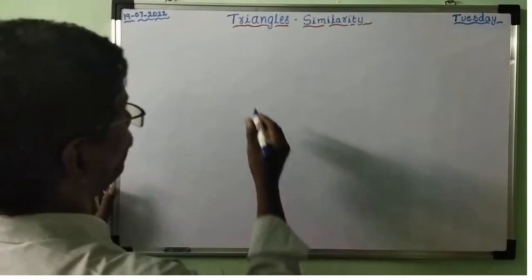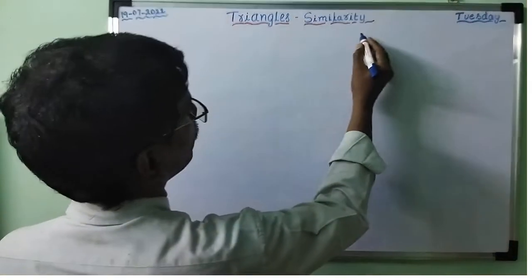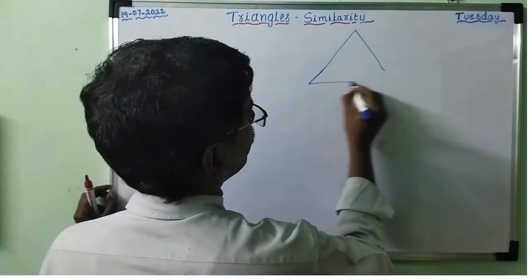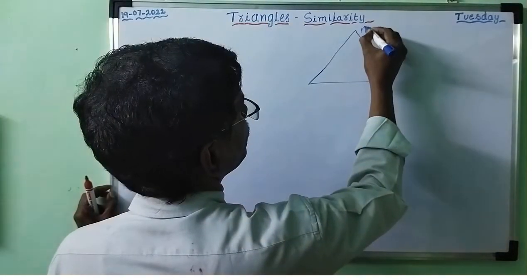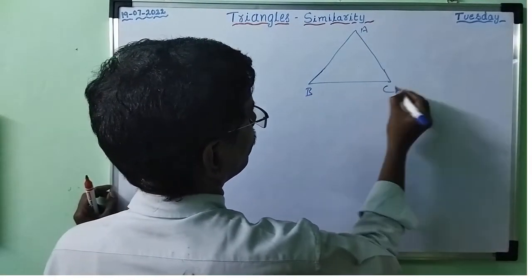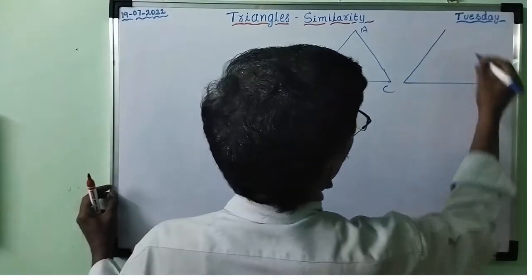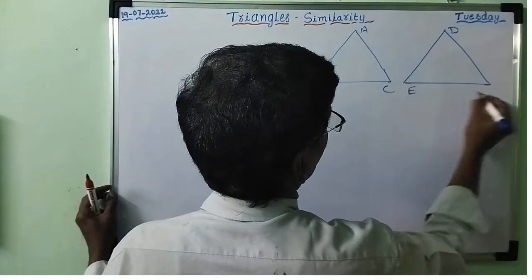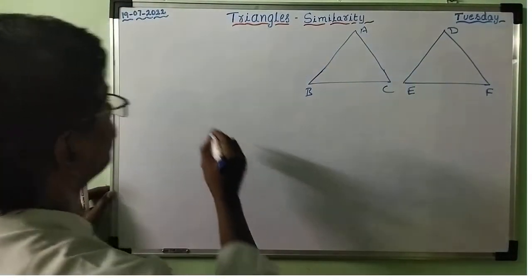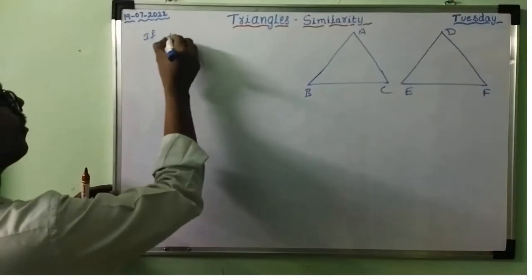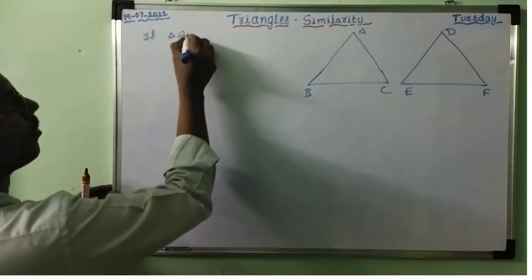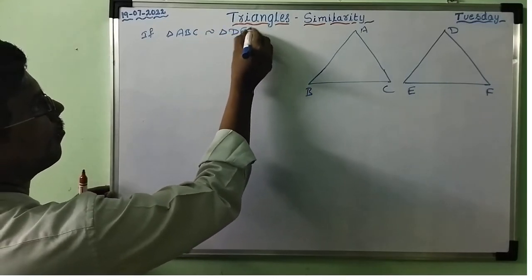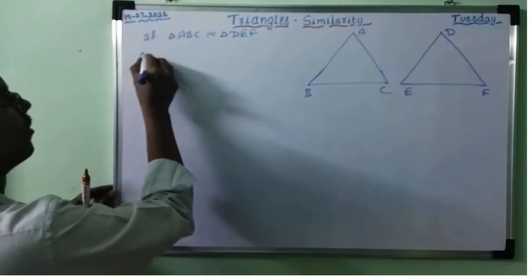Now, for example, I am taking two triangles. Triangle ABC and triangle DEF. And here these two triangles are similar. If triangle ABC is similar to triangle DEF, then what are the points applicable here?